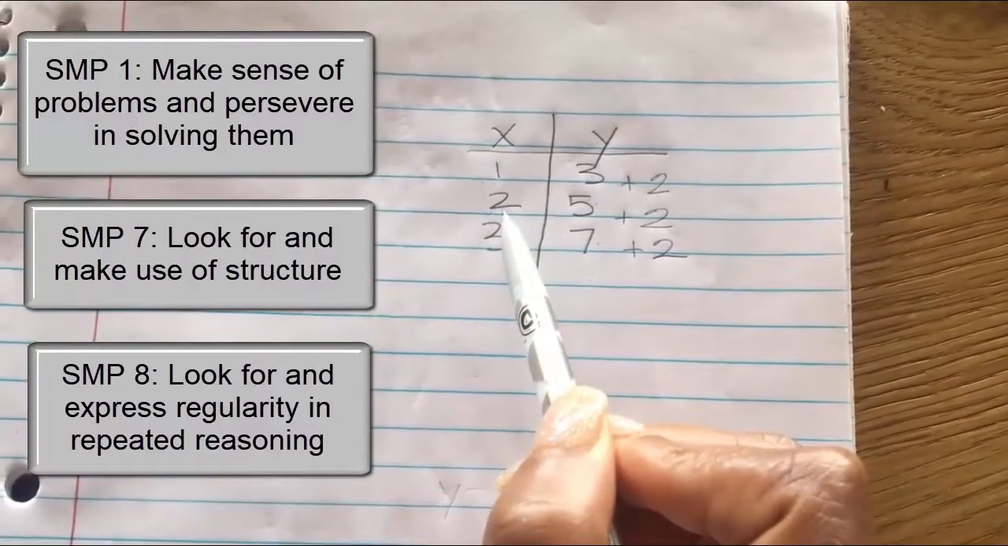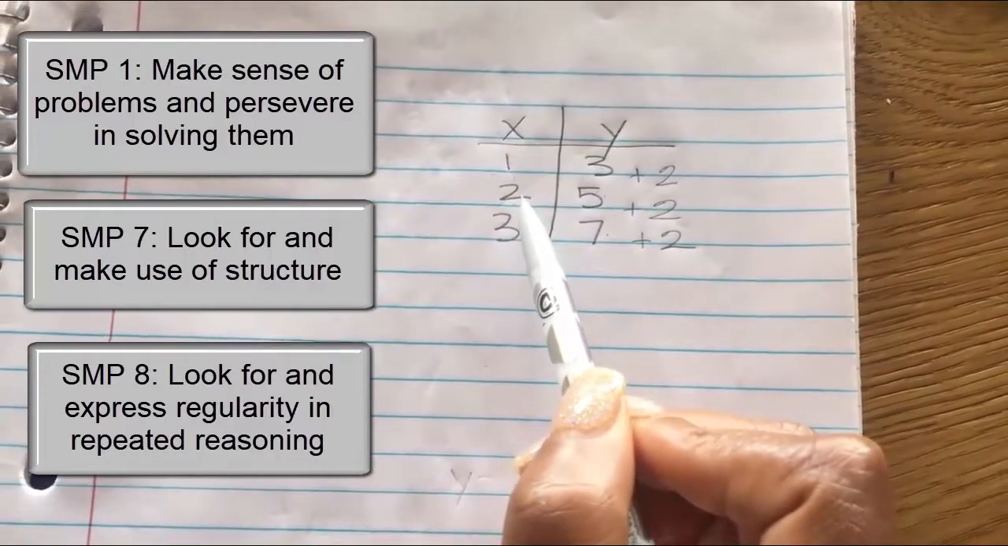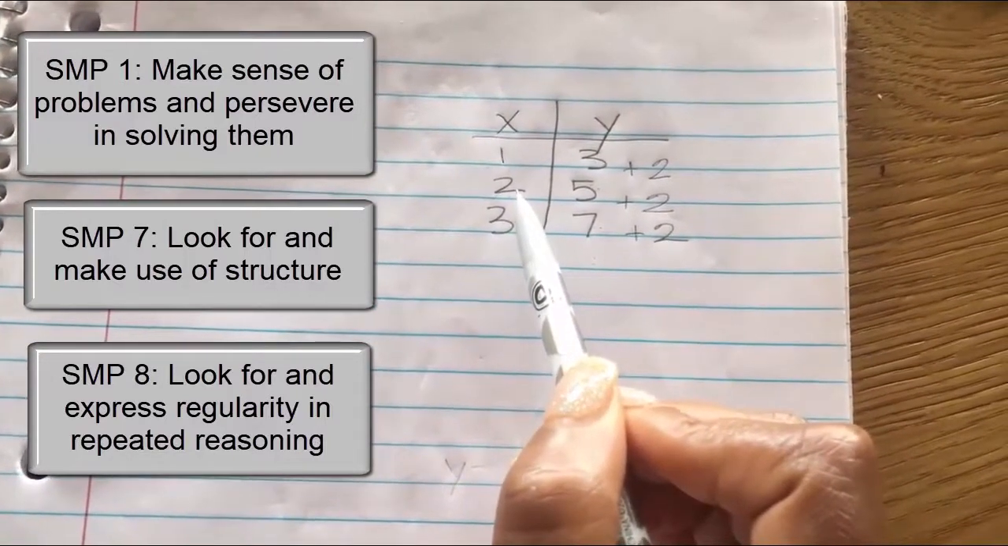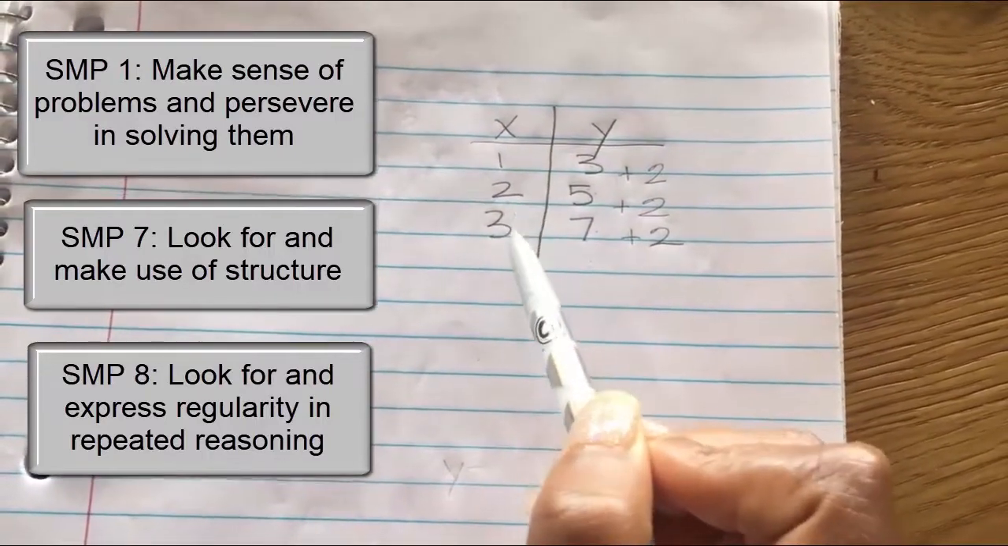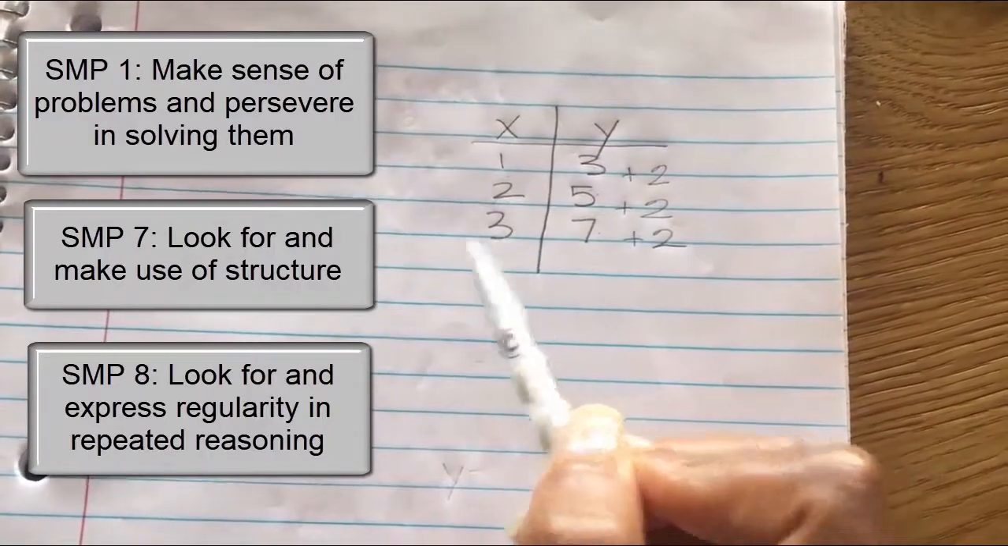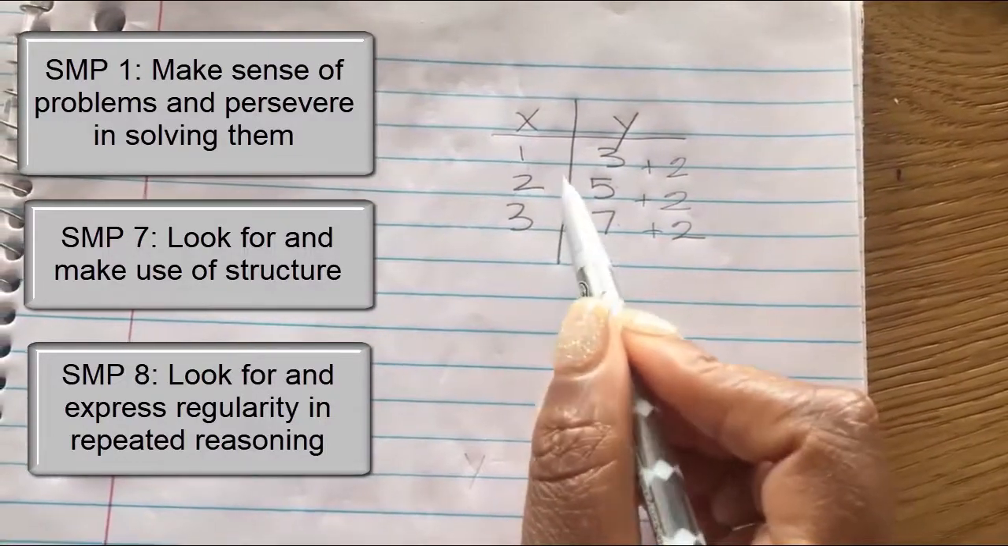You have to add 2 to X in order to get Y. So for example, well, no, because I mean it works for number 1. 1 plus 2 is 3. 2 plus 2 is 4 though. And that wouldn't work for our second one.